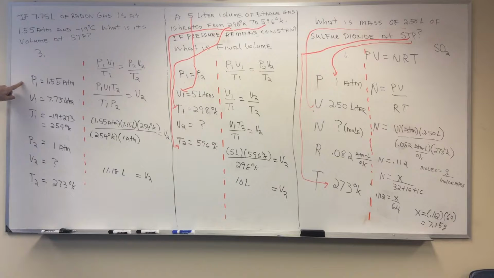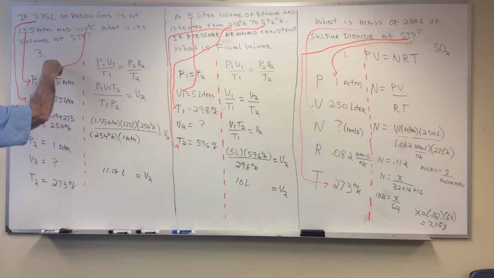Next step is to make sure we tag the data to match up. So in this case, I'm saying this is going to be V1. Okay? It says this is at 1.55, so that means this has to be P1. And at minus 19, so this is going to be T1. However, it's at centigrade. Remember, this equation only works if it is in Kelvin. So we use the formula, which is minus 19 plus 273, and then we get 254 degrees Kelvin for this temperature. So this temperature cannot be anything but Kelvin.